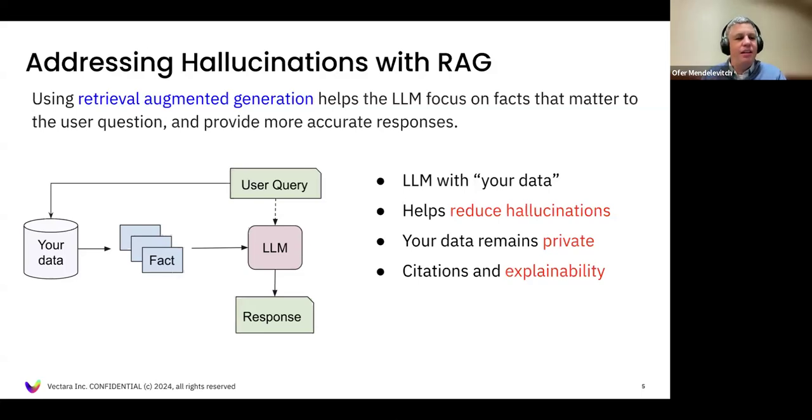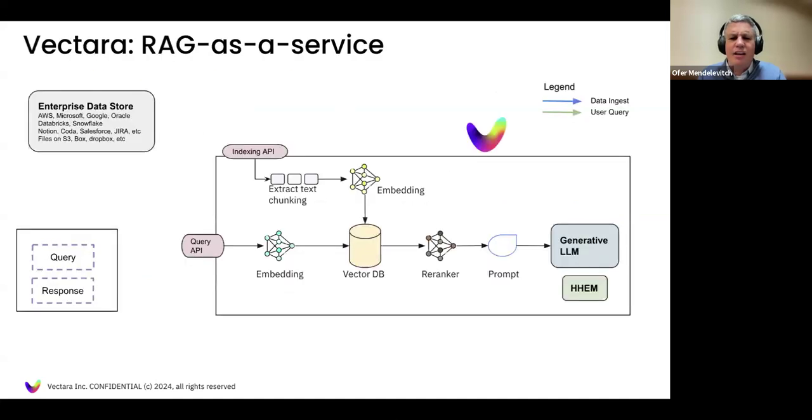So the citations show you where the LLM took the information from, which again doesn't exist in the regular, pure LLM space, which helps a lot to build user trust. So that's kind of what RAG is.